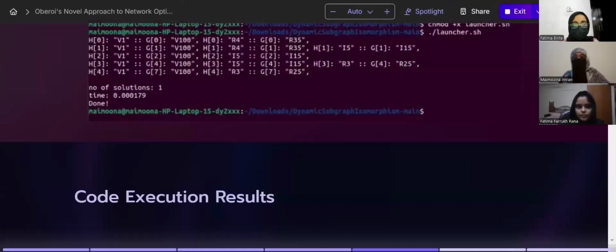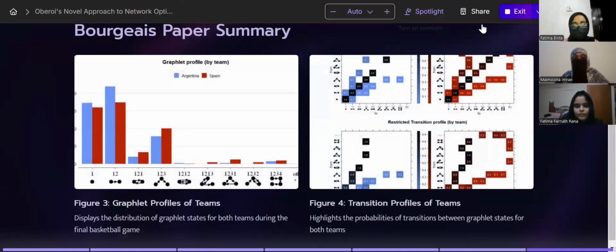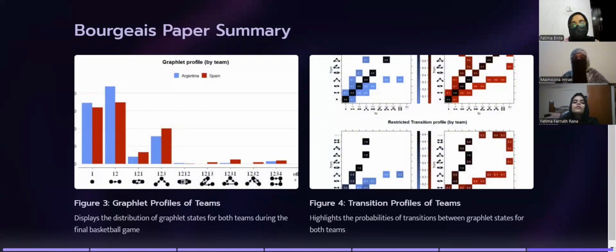Bourgeois introduced a temporal passing network model to study team dynamics in basketball. Figure 3 shows that the Spanish team exhibited higher graphlet entropy, meaning that they had a wider variety of interaction patterns, making the gameplay more adaptable and unpredictable. In contrast, Argentina used simpler graphlets like 1 and 1-2 more frequently, which made their play style more predictable. Figure 4 illustrates the transition profiles, with Spain demonstrating greater entropy and adaptability. This higher complexity in Spain's interactions contributed to their unpredictability and eventual victory. The findings emphasize the value of entropy based measures in understanding and improving team performances.